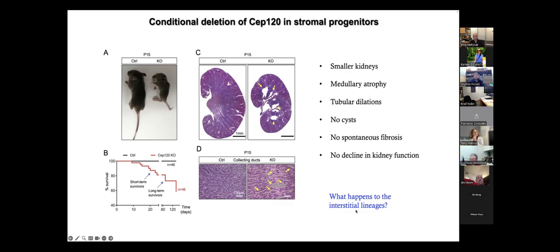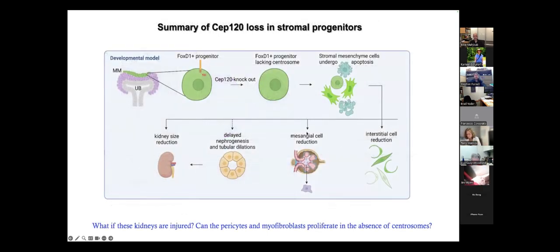But of course, we wondered, well, what happens to the interstitial lineages of these cells when we ablate SEP120? So again, in the absence of SEP120, the progenitor cells will lose their centrosomes. What we found is that these cells, again, undergo that P53 mitotic surveillance-based apoptosis. And so you get loss of a good chunk of the stromal progenitor population. You get less differentiated interstitial cells. Even some of the mesangial cells in the glom are reduced.